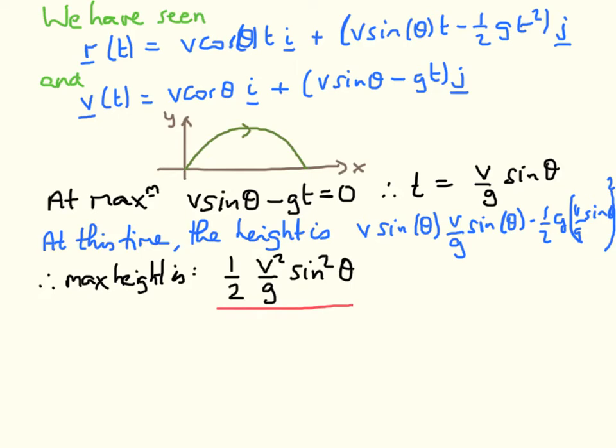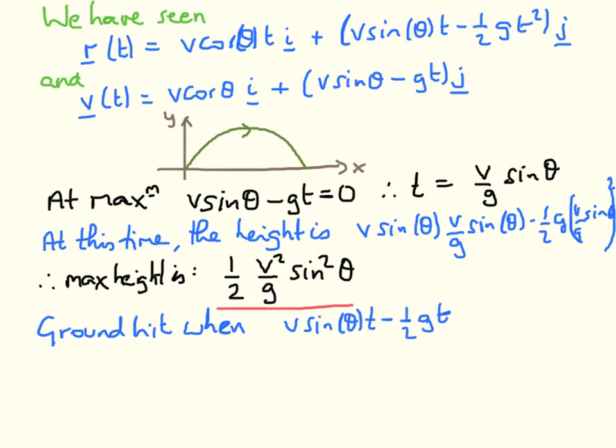So the particle is going to hit the ground, so ground is hit when v sine theta t minus a half g t squared is equal to 0. So that's when this height vanishes. So it starts at 0, it goes up to the maximum height, comes down, and then the vertical component vanishes again. So here we have a quadratic, and what I'm going to do is factorize it.